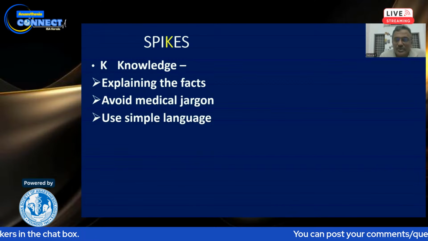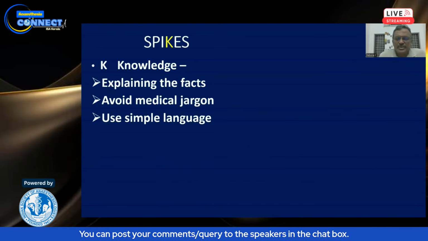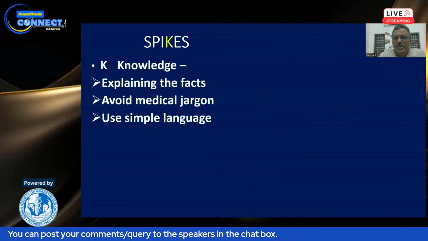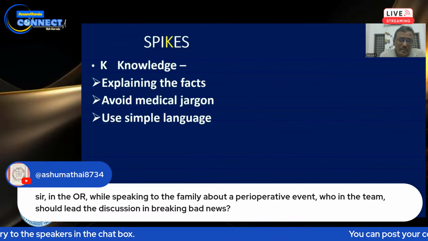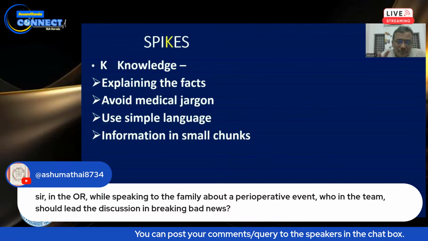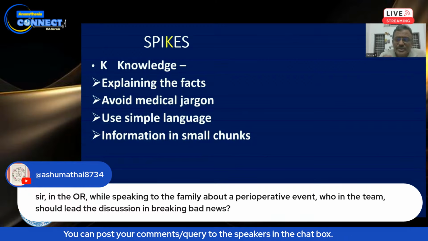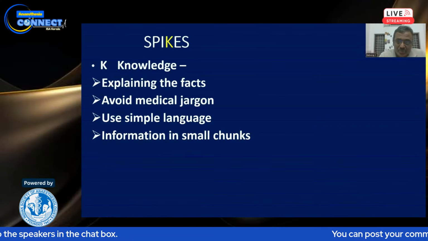And always avoid medical jargon. Always use simple language. Instead of telling there is an opacity in the middle lobe of your lung, you can say there is a swelling in your lung. That's what is seen in CT scan. And you have to give the information in small chunks because the information should be digestible for them. Okay. So always give it in small chunks.